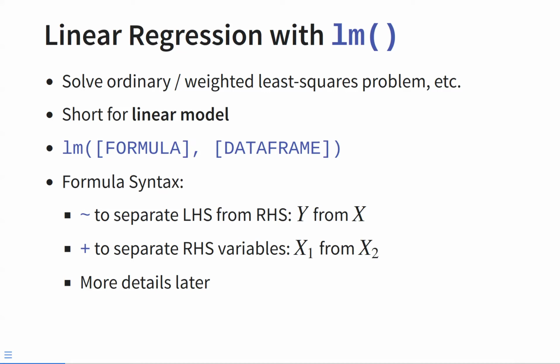They will be soon. The first thing you need to know about formula syntax is that a tilde is used to separate the left-hand side from the right-hand side. So if you think about a regression with a y variable, an outcome you're trying to predict, that thing is going to go to the left of the tilde. And if you have an x variable, that's going to go to the right of the tilde. The plus, on the other hand, is used to separate right-hand side variables. So if we have two predictors, x1 and x2, that are appearing to the right of the tilde, we're going to have a plus between them. There will be more details on formula syntax later in this lecture.